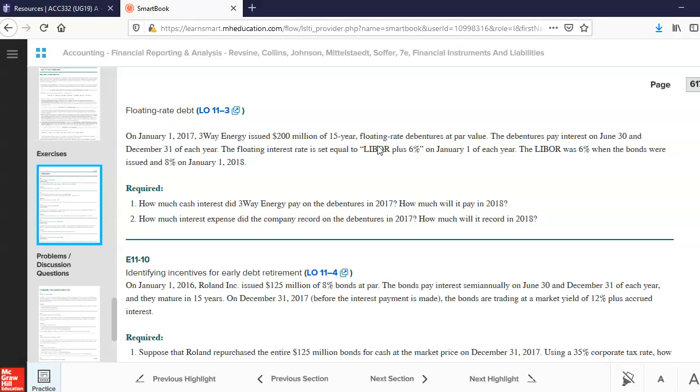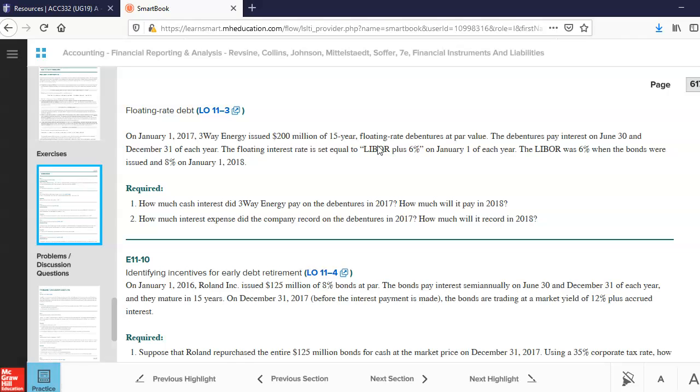How much interest did Three-Way Energy pay on the debenture in 17? How much will it pay in 18? And then how much interest expense to record on the debenture in 17, and how much to record in 18? It's not too hard to figure out, thankfully. It's pretty straightforward, just a little bit of mental math.